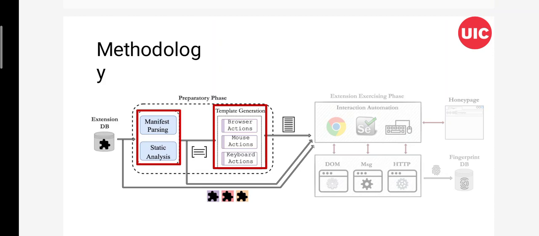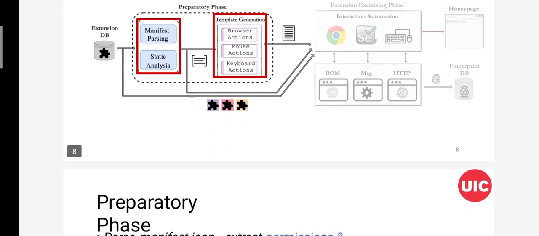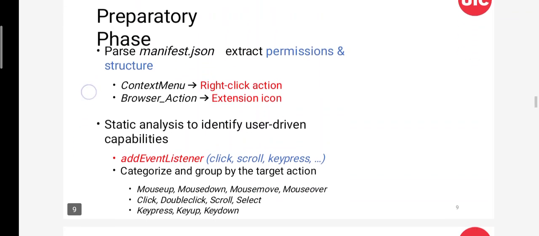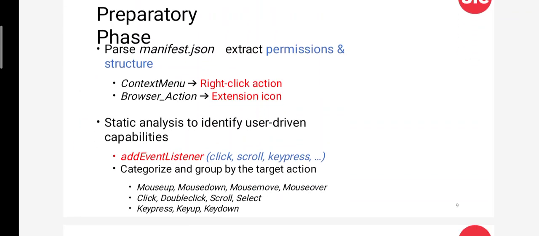The methodology is again given here. The extension DB, first of all, is attached to the manifest parsing and static analysis. If these two are completed, then it goes to the browser actions, mouse actions, and keyboard actions, which are in the preparatory phase. In the preparatory phase, parse manifest.json to extract permissions and structures.